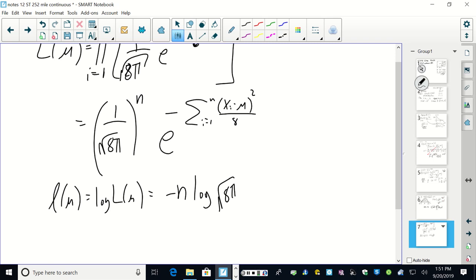So you could write this as square root of 8 pi to the negative n. And so there's a negative n out there. You could do it either way. And then this, so that's one part. Right? And then log is the inverse of that one, so it's negative the sum of xi minus mu squared. And there's 1 over 8. It can be pulled out there.